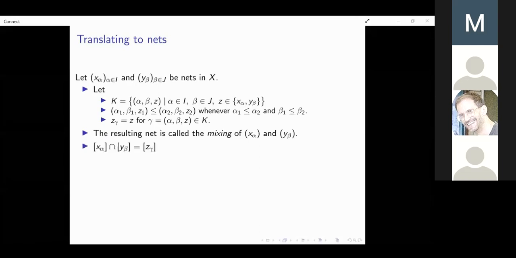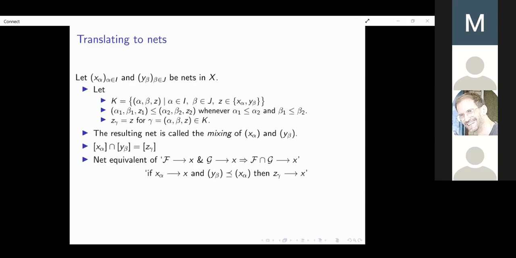And we can show that if we look at the intersection of the tail filter of X alpha with the tail filter of Y beta, then this gives you the tail filter of Z gamma. So then clearly we can replace the filter axiom, which says that if F and G both converge to X, then their intersection converges to X. We can replace this with the axiom that if X alpha converges to X and Y beta converges to X, then their mixing also converges to X.